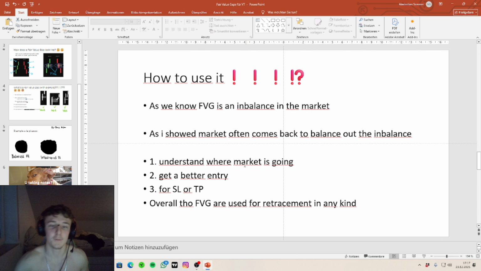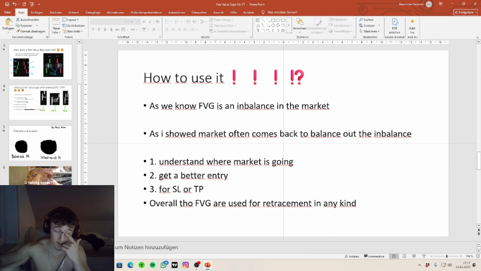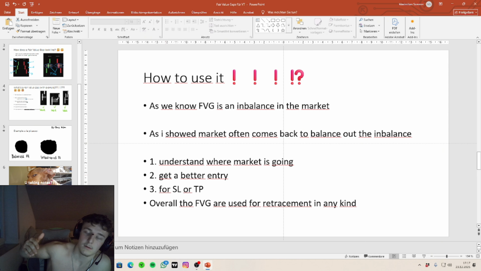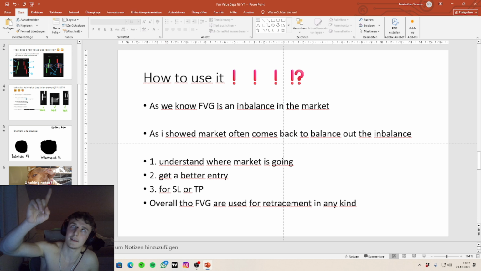So, first of all, you can use fair value gaps to understand where the market is going. We get higher highs, higher lows, and the higher lows in an uptrend are, most of the time, a retracement into a fair value gap. Most of the time, not always, but you can get an idea where the market wants to go through a fair value gap. You can also use them for a better entry.